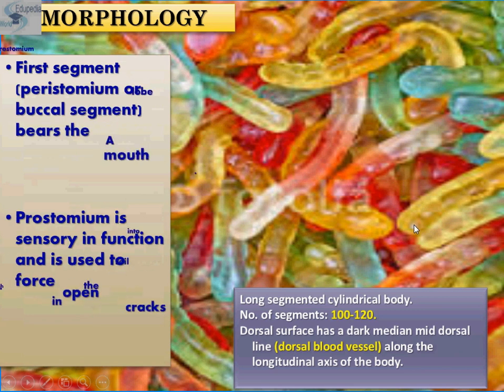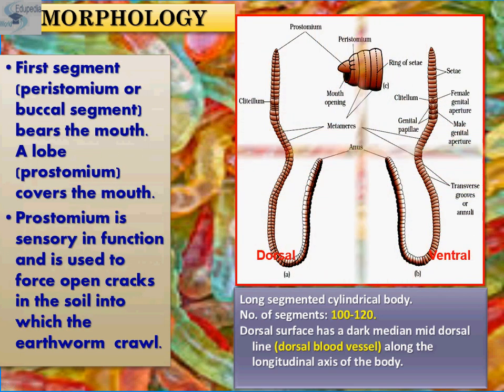Now let's see its morphology. Their first segment, this conical shaped segment, is known as peristomium or buccal segment that bears the mouth. A low prostomium covers the mouth. Prostomium is sensory in function. It is very sensitive and it is used to force open cracks in the soil into which the earthworm crawls. That means it makes a passage inside the soil.